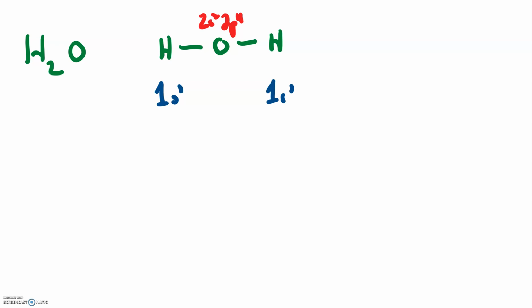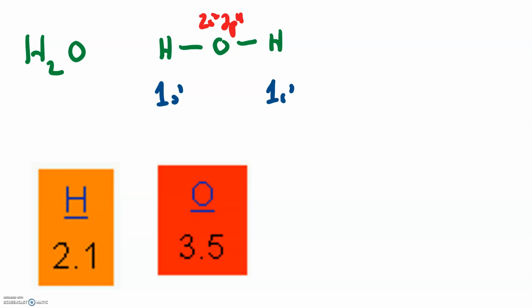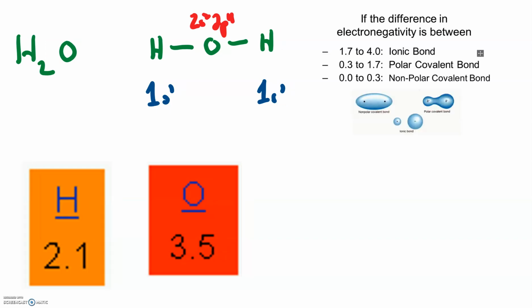So how does this work? If we look at our electronegativities of hydrogen and oxygen, we see that hydrogen has an electronegativity of 2.1 and oxygen's is 3.5. That means oxygen's got quite a bit stronger pull on our electrons than our hydrogen. And according to our chart, if our difference in electronegativity lands between 0.3 and 1.7, that's a covalent bond that doesn't share the electrons equally. I'll show you what that looks like, but first let's calculate our delta EN.